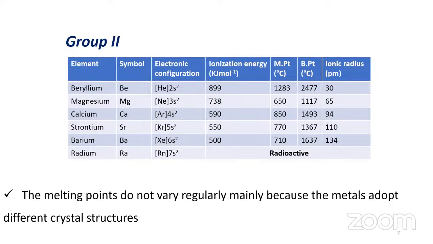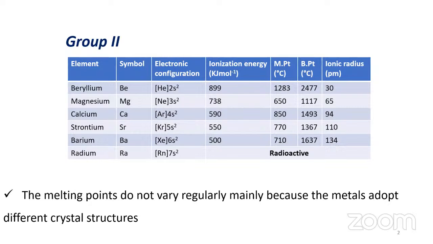And this is because of the crystal structure. They have different crystal structures. Your magnesium has weaker bonding, so the bond in your magnesium is weaker. That is why you have it at 650. So it has to do with the way the metals adopt different crystal structures. That is why you have that variation or deviation, both in the melting point and the boiling point.